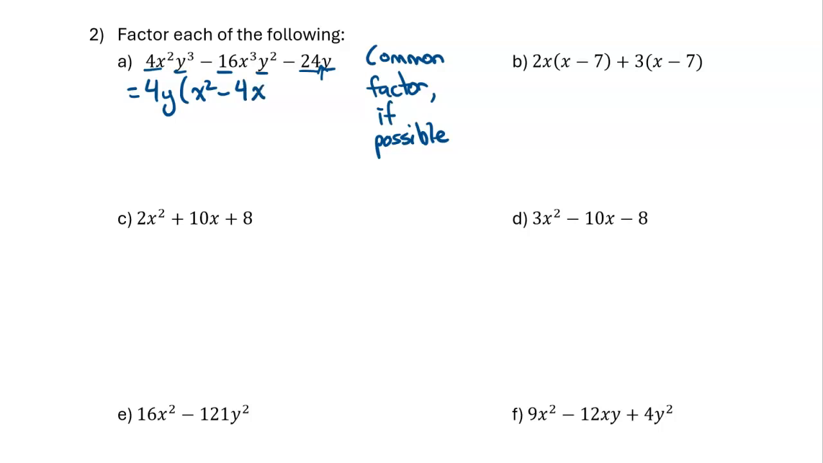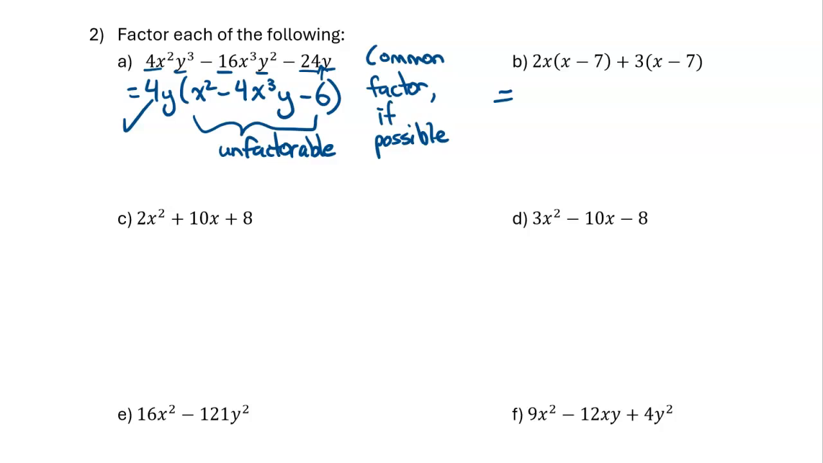So then we divide every term by 4y, and we're left with x squared minus 4x cubed y minus 6. And now that is unfactorable, and so we've gone as far as we can go, and technically we factored it, but we can't go any further than that. So now to the second situation.